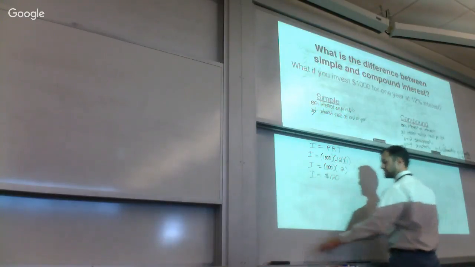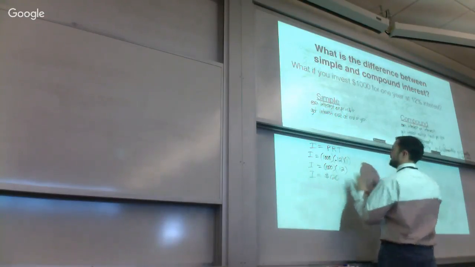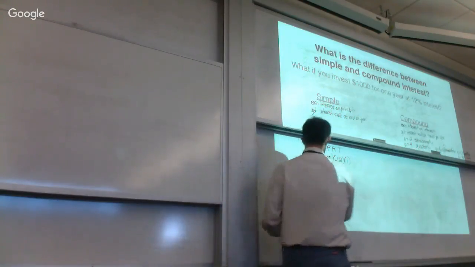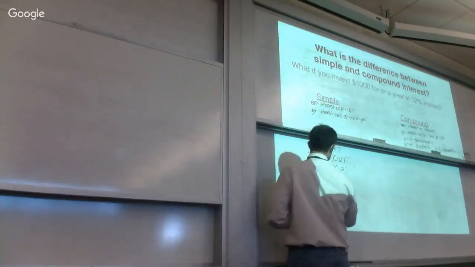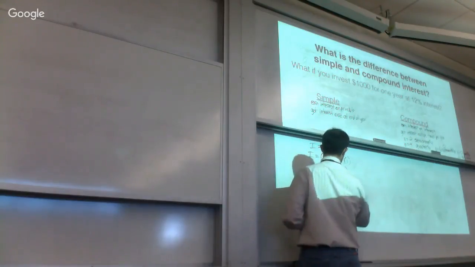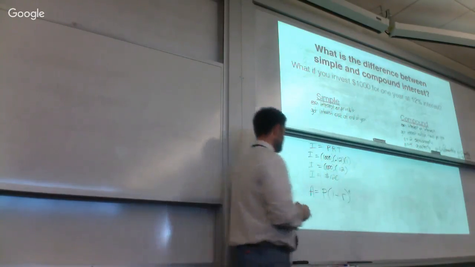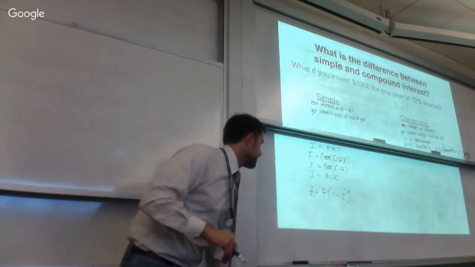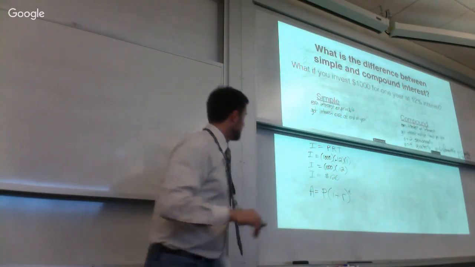Now, actually, let me add one more formula here, okay? That's just how you calculate interest. That's just interest itself. The actual formula is A equals P times 1 plus R to the T. And let's see why that makes sense. That's the actual formula. So everybody write that down. That's still simple interest.